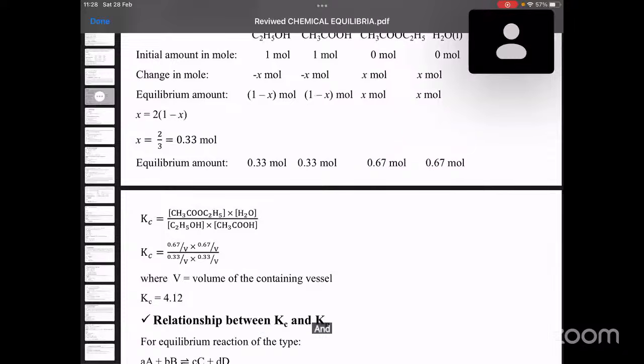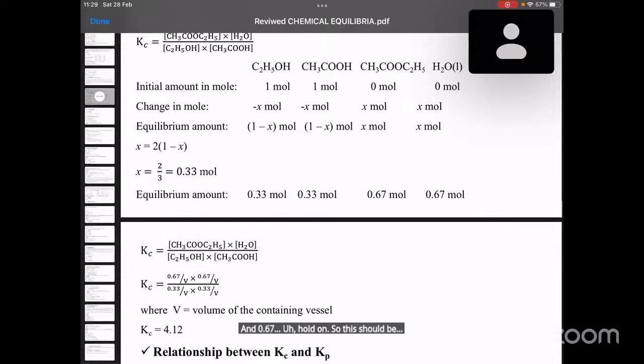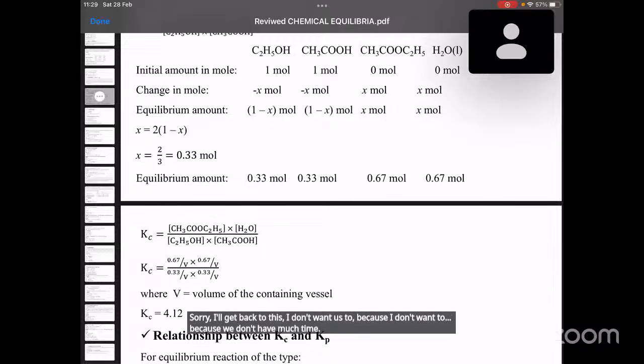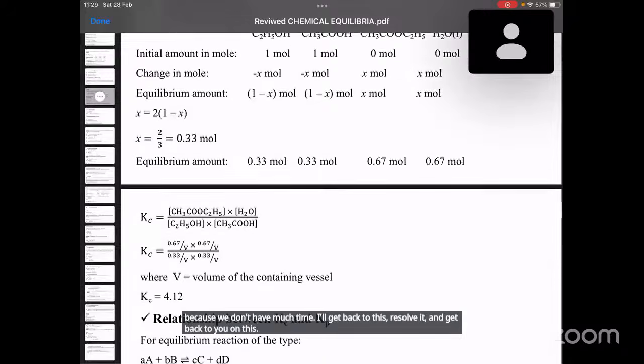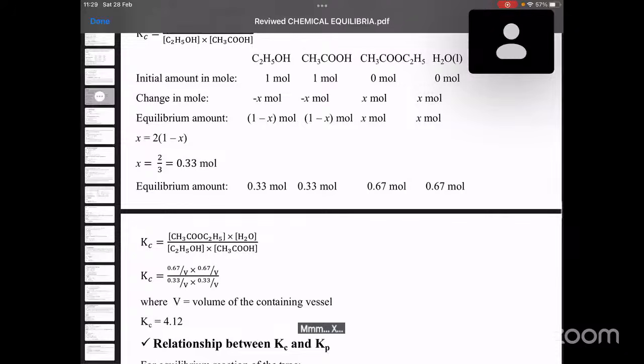And 0.67, hold on. So this should be, something is not right there. Sorry, I'll get back to this. I don't want us to, because we don't have much time. I'll get back to this, resolve it, and get back to you on this. But something seems wrong there. X, because this is X. So this should be 0.33.